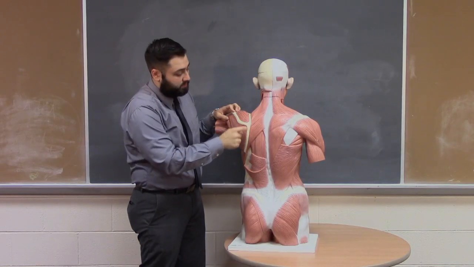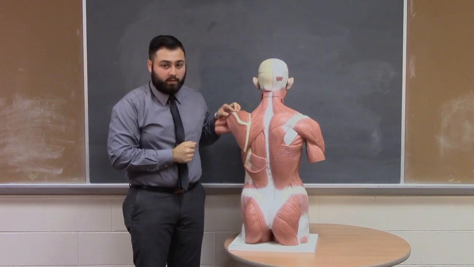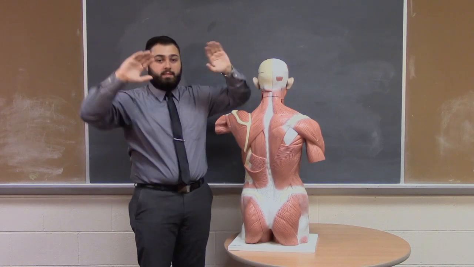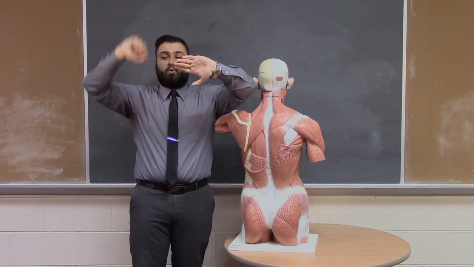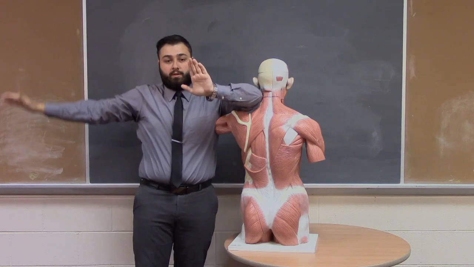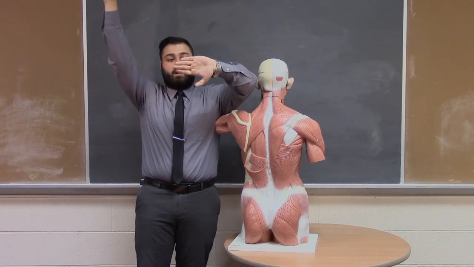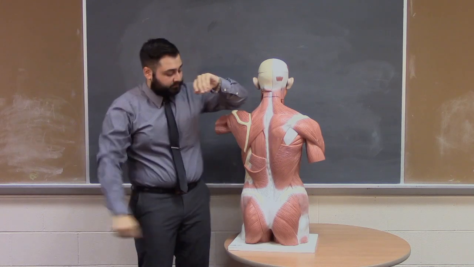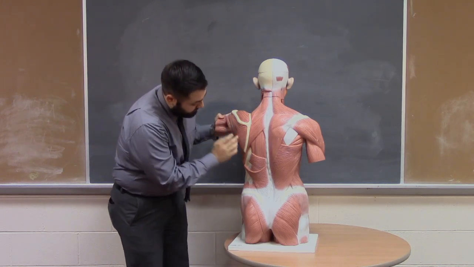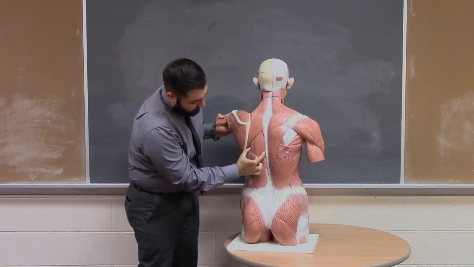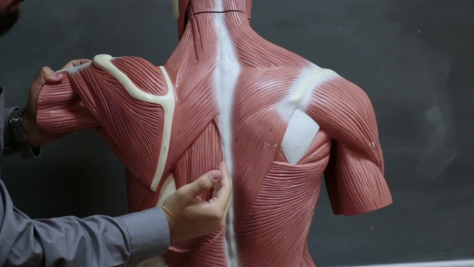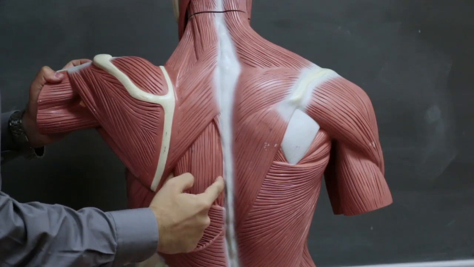Okay? So rhomboids minor, major, retraction or adduction of the scapula, as well as downward rotation of the scapula. And again, downward rotation is simply going from here, where you have your hand up, down like that. Okay? Again, up here is the scapula right now, and is going down. Okay? Now, moving on to, you can kind of see the erector spinae group here. Closest muscle here would be the spinalis.